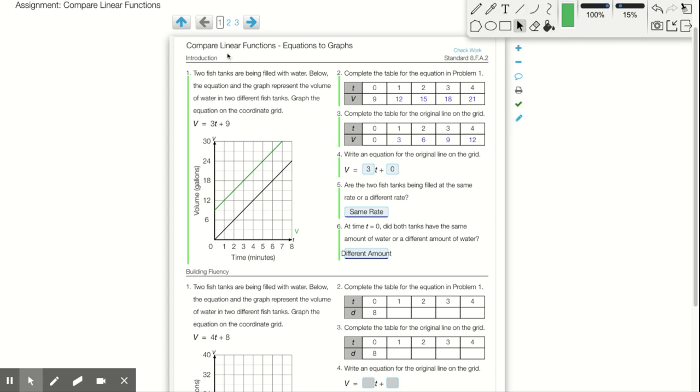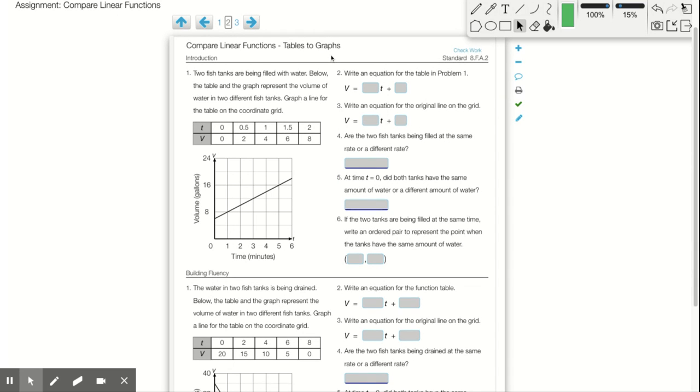Okay, so this is compare linear functions, equations to graphs. So here's the equation, here's the graph. And then we got another equation here. Now we're going to compare tables to graph. So here's a table. This is one function, and here's another function.